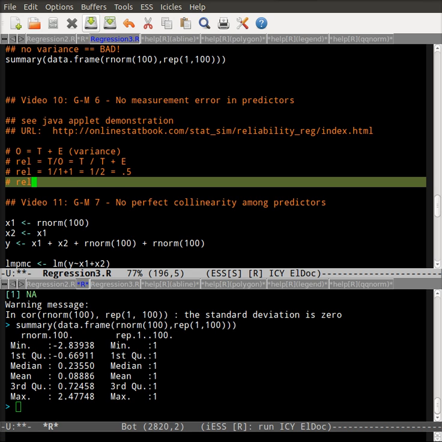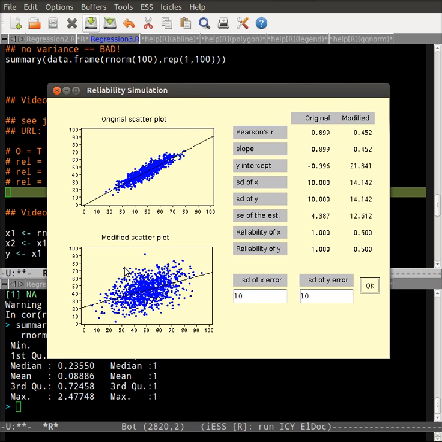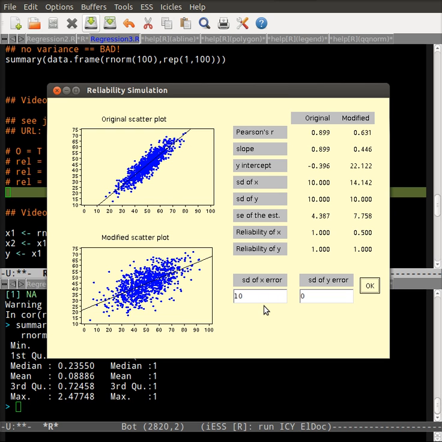Because reliability is equal to the signal over the signal plus the noise. Well, the noise is error, and the true score is the signal. So here we have a ratio, and that ratio means that we have only 50% of reliable variance in x and 50% of reliable variance in y. Therefore, if I go back to this one, I only have 50% reliable variance in x.